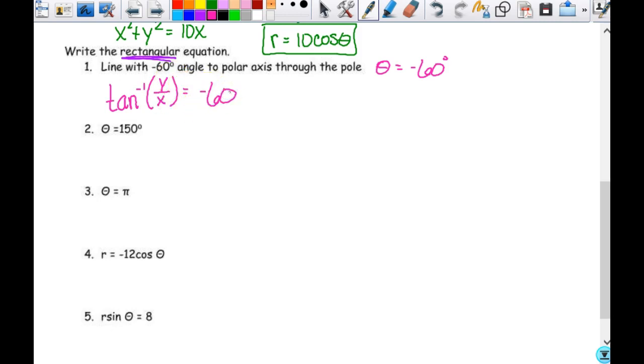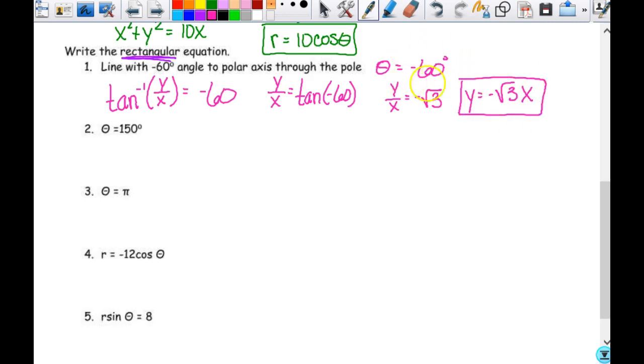I'm going to take the tangent of both sides so that y over x is equal to the tangent of negative 60. Okay, so tangent of a positive 60, because my reference angle is 60, so tangent of 60 is the square root of 3. But that's negative 60, so that's in the 4th quadrant, and in the 4th quadrant, tangent is negative, so this really gives me y over x is equal to negative square root of 3, so y equals negative square root of 3x.